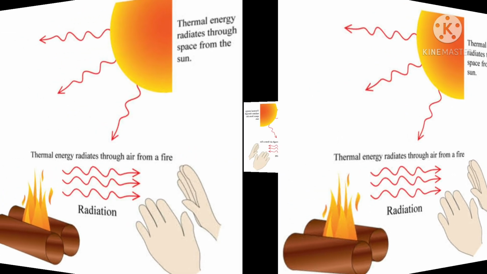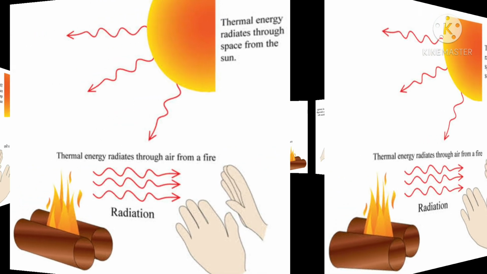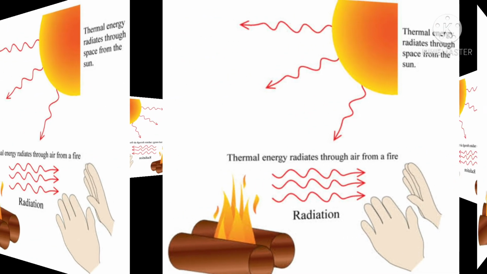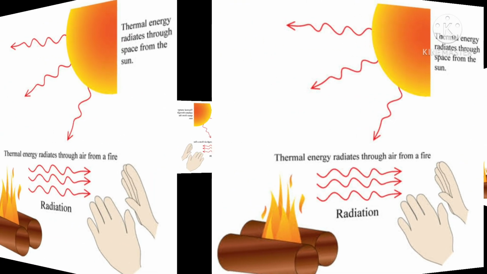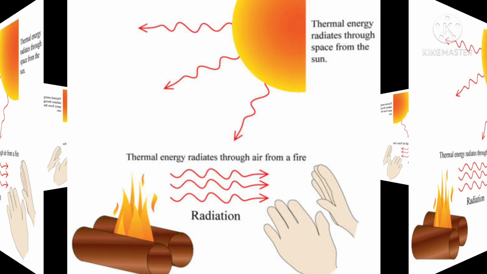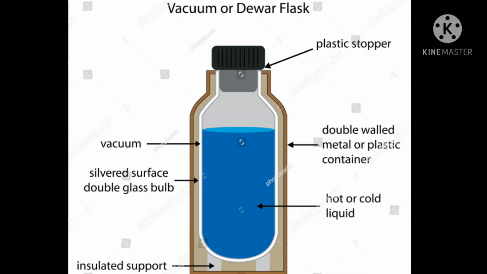Now, what is radiation? Radiation is the process of transfer of heat from a hot body to a cold body without affecting the medium. Radiation needs no medium, and radiation is the fastest mode of heat transfer as compared to conduction and convection. Now, the last topic is the thermoflask. A thermoflask is a special type of vessel which keeps hot liquid hot and cold liquid cold for a long time. It is made in such a way that it reduces the loss or gain of heat by conduction, convection, and radiation.